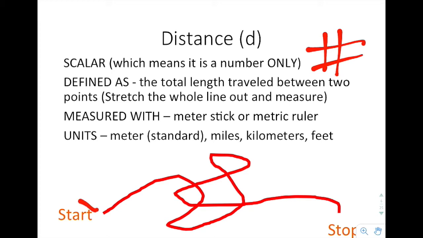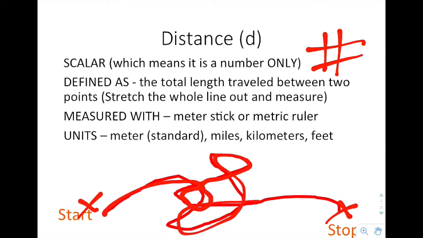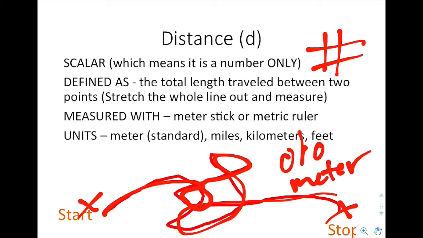So if I start here and I stop here, if I had to take this line and stretch it all the way out, that would be the total distance traveled. If you were to look at the odometer on your car, O-D-O-M-E-T-E-R, that tells you the total distance traveled. It's measured with a meter stick or a metric ruler. The standard unit, which is what we're interested in, is the meter. You can also see it in miles, kilometers, and feet, but we're interested in the standard unit of the meter.